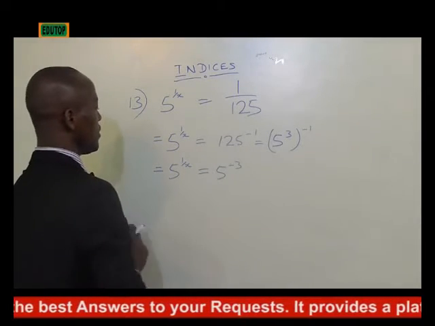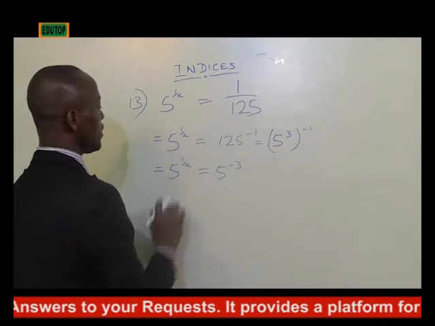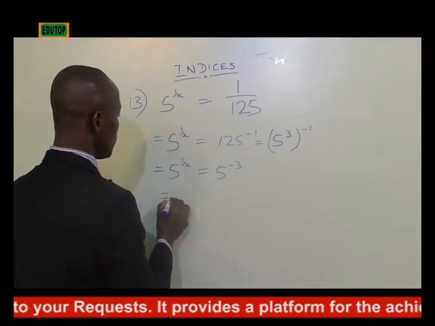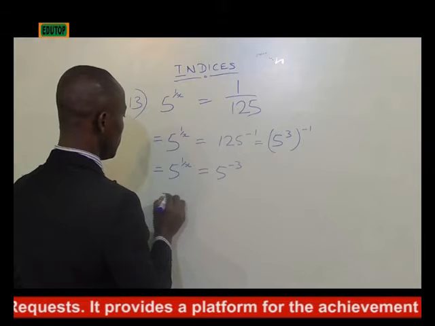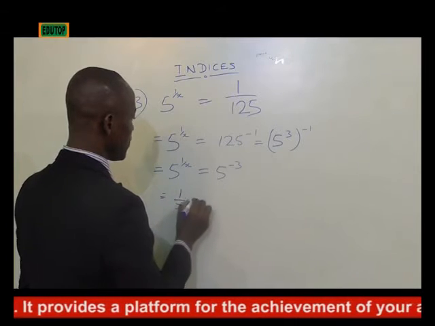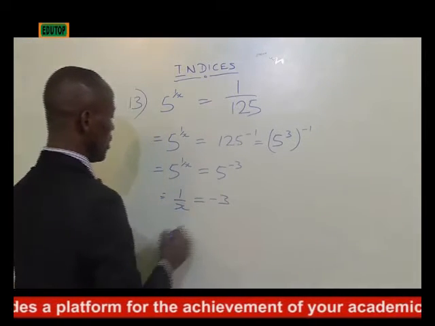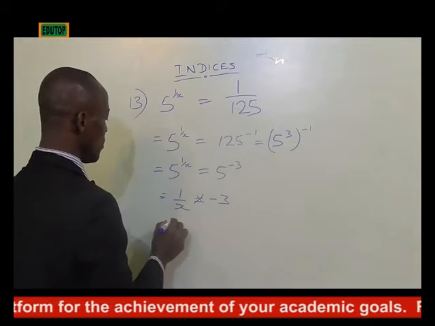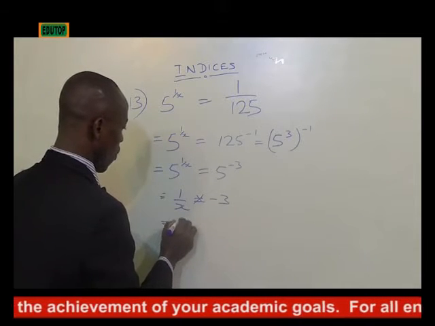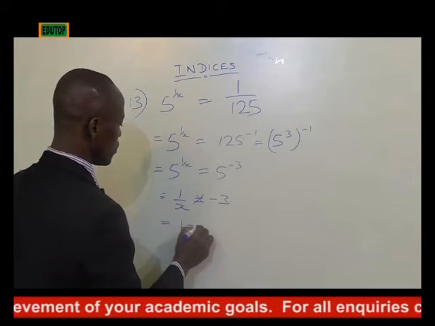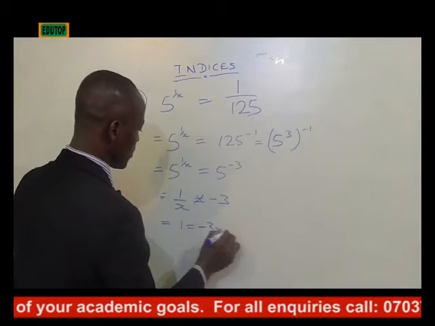Now we'll neglect the bases, our whole numbers, and then take the powers. So we'll be having something like this: 1 over x is equal to minus 3. If we cross multiply, we'll be having 1 is equal to minus 3x.